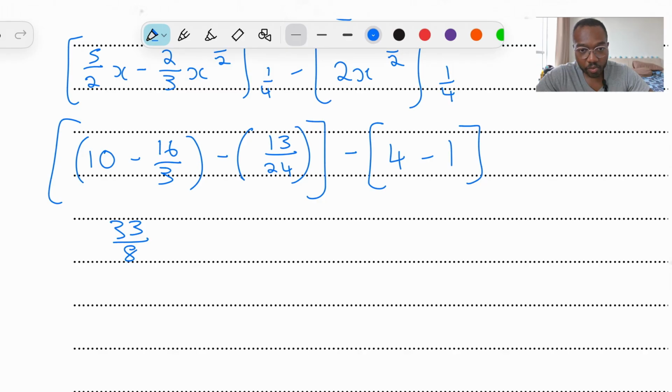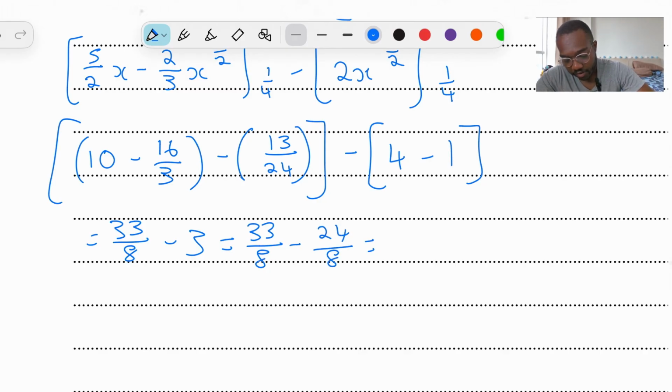And then we also have that 3, okay? Because we do minus 4 minus 1, so we have minus 3. So therefore, we have 33 over 8 minus 3, which is 33 over 8 minus 24 over 8, which leaves us with 9 over 8 as the area.